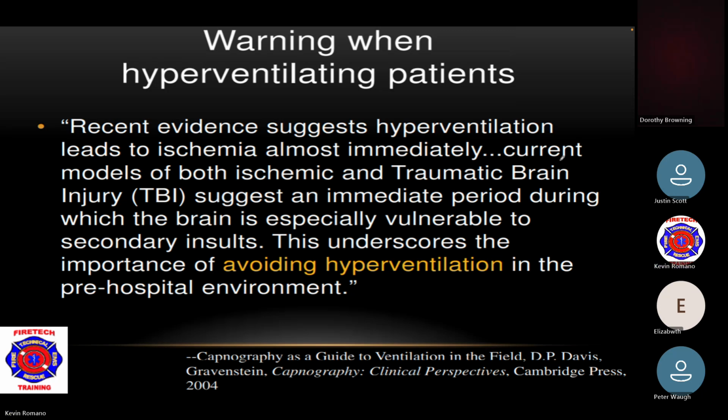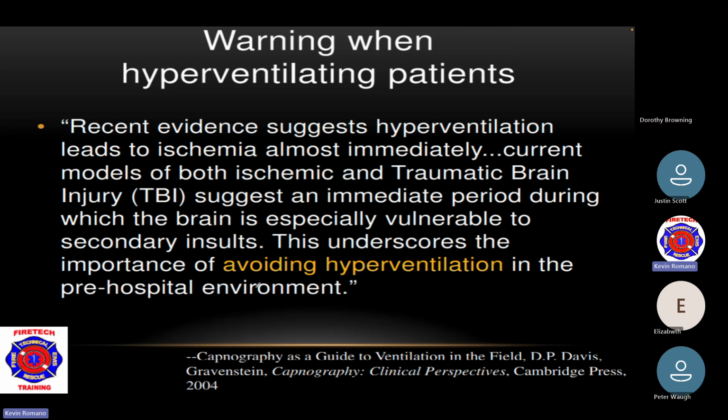Current models of both ischemia and traumatic brain injury suggest an immediate period during which the brain is especially vulnerable to secondary insults. This underscores the importance of avoiding hyperventilation in the pre-hospital environment. Right? 2004.